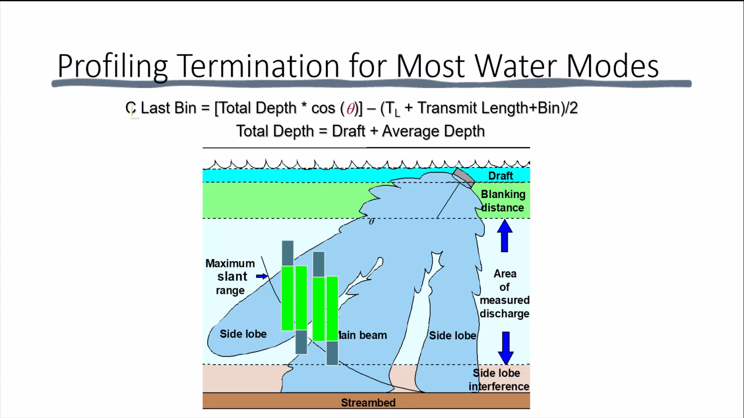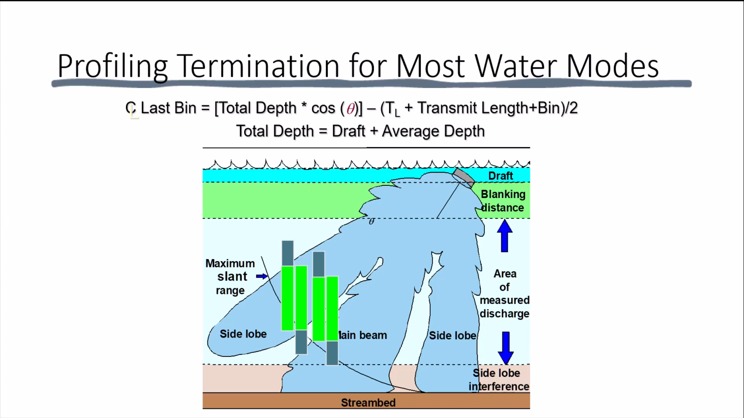The ADCP cannot measure the entire water column. At the top, the ADCP must be deployed in the water and submerged, so we have the ADCP draft, or depth below the water surface. We also have the blanking distance, the distance that sound travels while the transducer stops vibrating from the transmission and becomes quiet enough to accurately record the reflected acoustic signal.